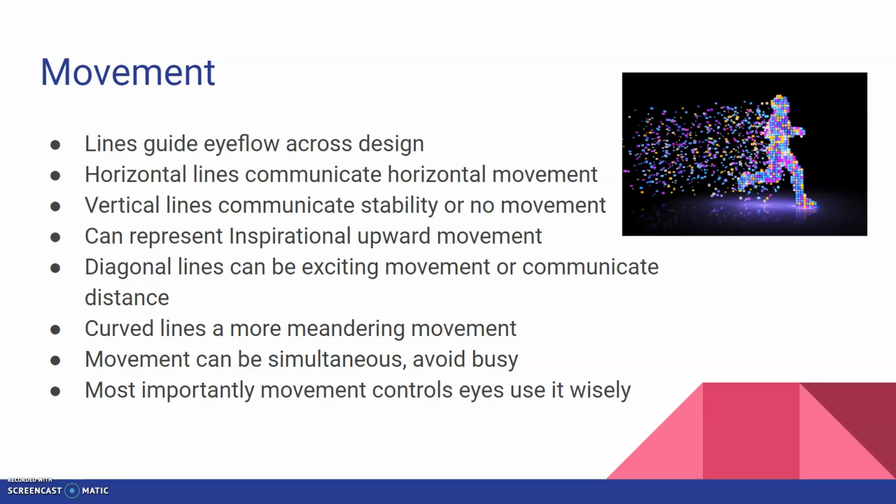However, these vertical lines can also represent inspirational upward movement, like mountaintops and clouds and skyscrapers. Diagonal lines can represent exciting movement or communicate distance, like a road intersecting with the horizon off in the background. Curved lines are a more meandering movement. Movement can be simultaneous, but too many crisscrossing movement lines should be avoided. It starts to look busy.